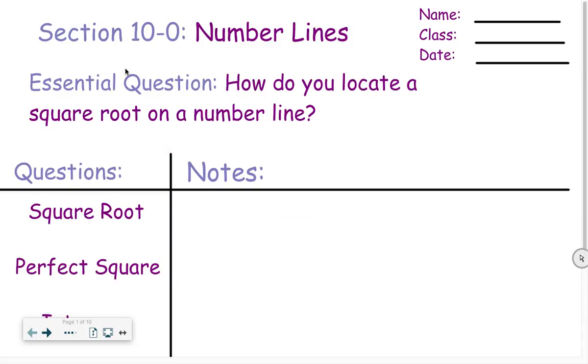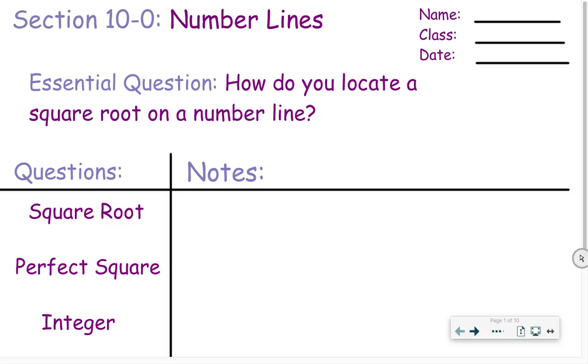Section 10.0 Number Lines. Essential question: How do you locate a square root on a number line? So this lesson will be all about placing different types of numbers on number lines. Not all square roots, they'll also be decimals and fractions.